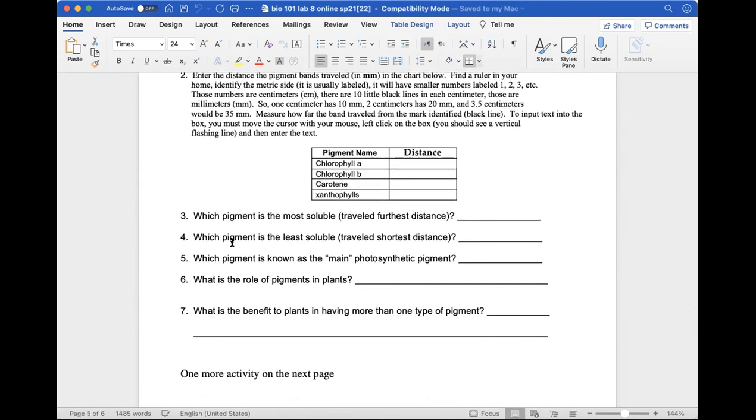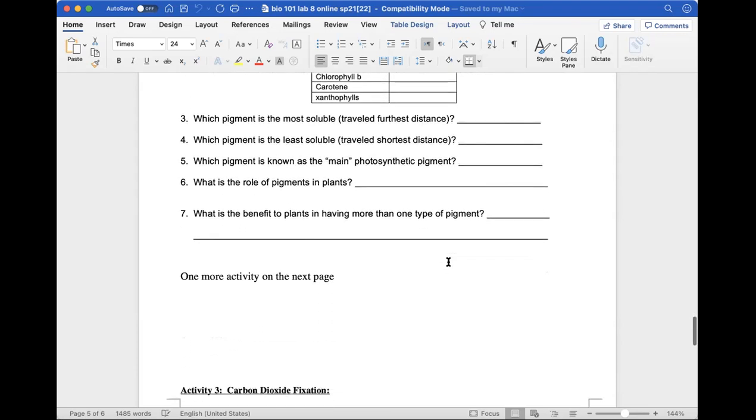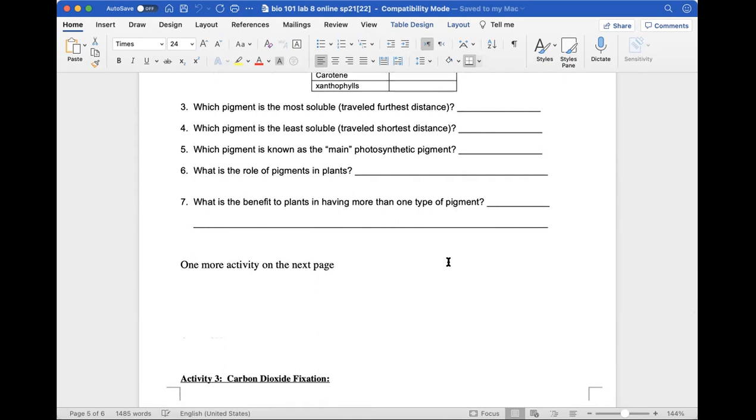From that, you can answer which pigment is the most soluble, traveled the furthest distance, so which is closest to the top, which pigment is the least soluble, traveled the shortest distance, which pigment is known as the main photosynthetic pigment. You might need to look at your textbook for that. And what is the main role of pigments in plants? And then the benefits to plants having more than one type of pigment as well.